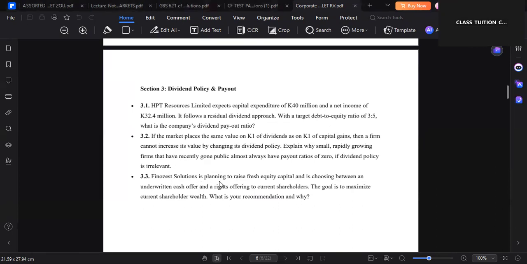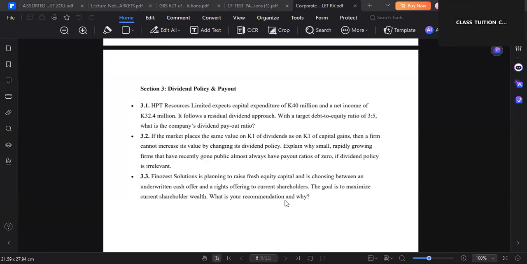Then Finozent Solutions is planning to raise fresh equity and is choosing between an underwritten offer and a cash rights offer to current shareholders. The goal is to maximize current shareholder wealth. What is the recommendation and why? To start with, we must understand that the goal of shareholders is to maximize wealth, and there are two options given here: the underwritten cash offer and the rights issue.